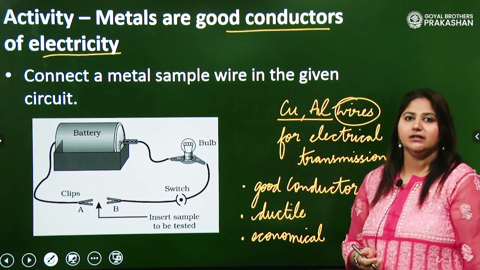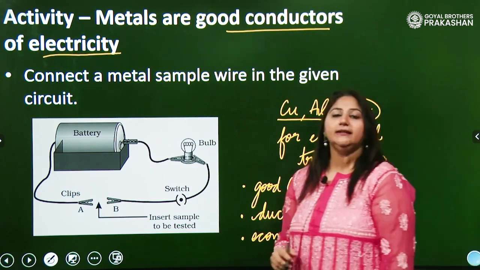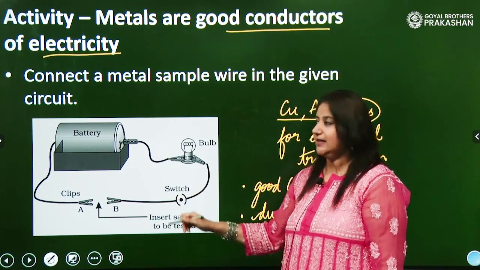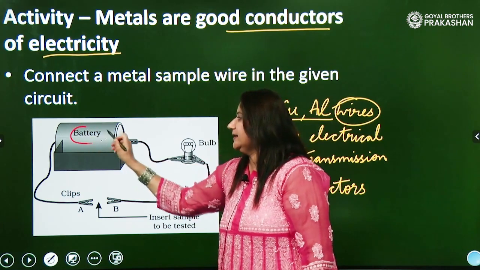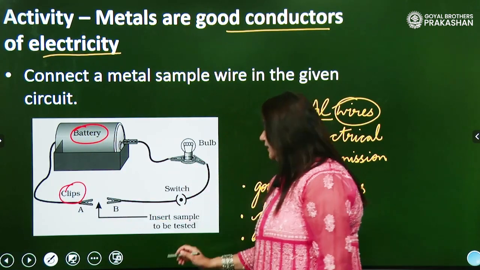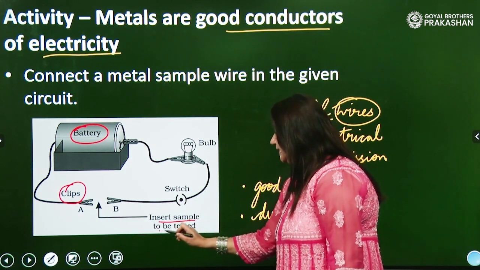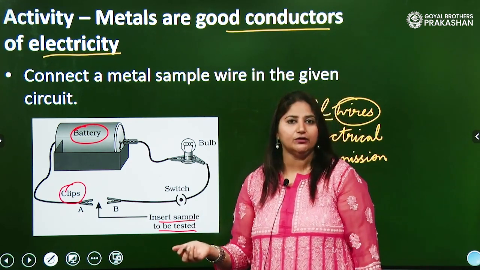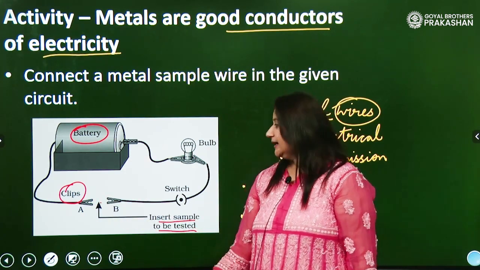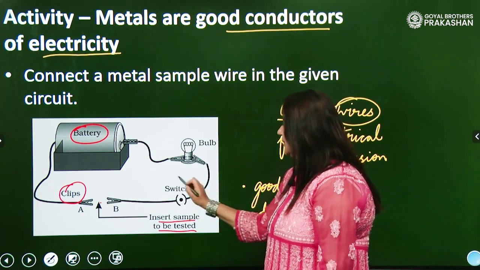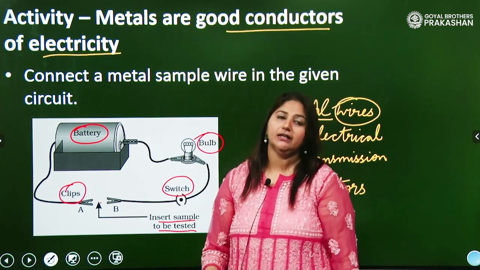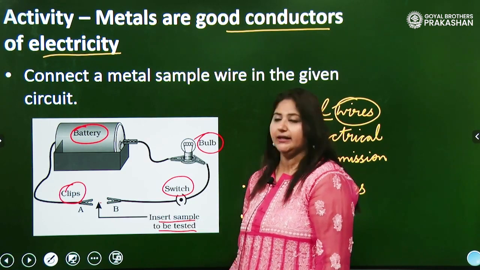Now, what is the activity? What do you have to do in the activity, children? In this activity, you have to make this circuit, in which you can see there is a battery, there are clips. These clips are A and B, where we will insert the sample to be tested. If we are going to test aluminum wire, we will put aluminum wire in the AB side, and then we connect it with the switch and the bulb. What will happen? What do you think? If you put aluminum wire here, what will happen?